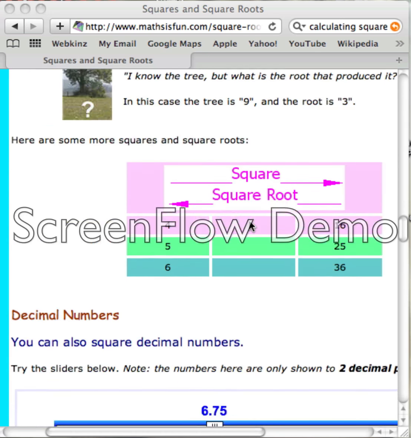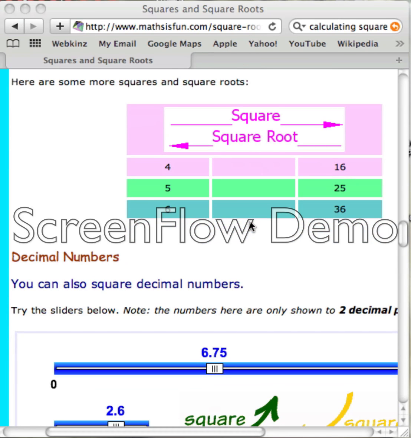Here are some more squares and square roots. 4 squared equals 16, and the square root of 16 equals 4. What's the square root of 36? 6. That's right.